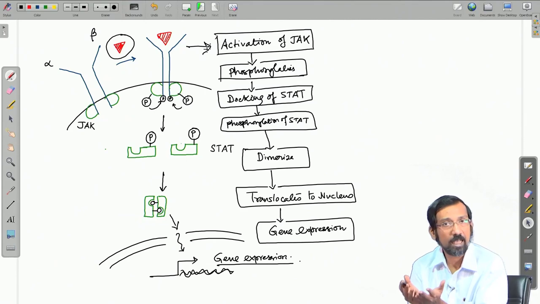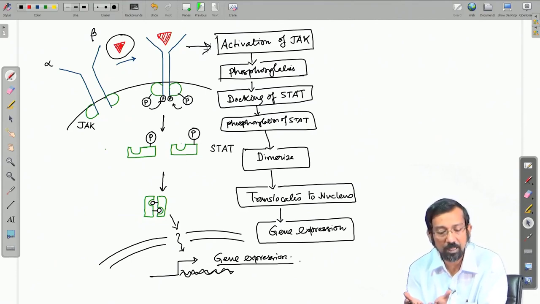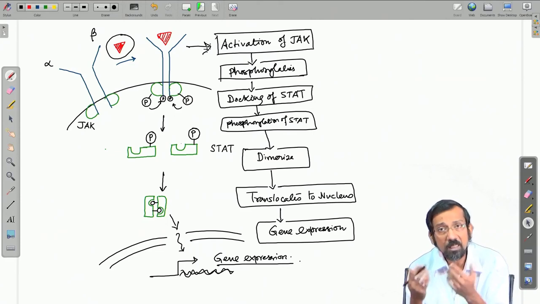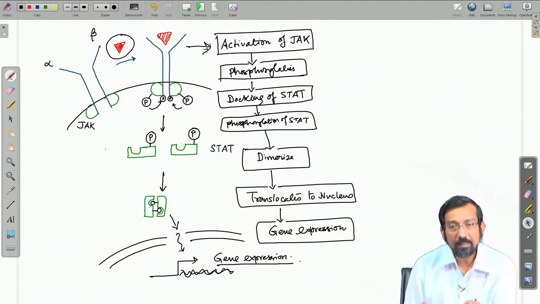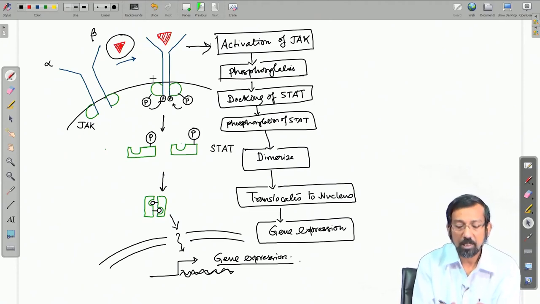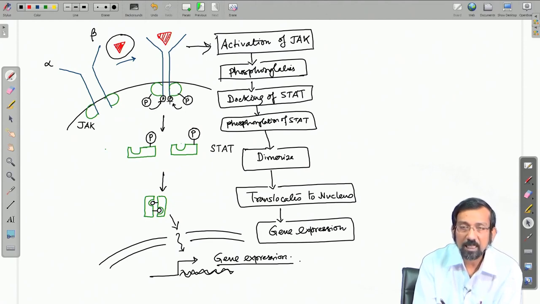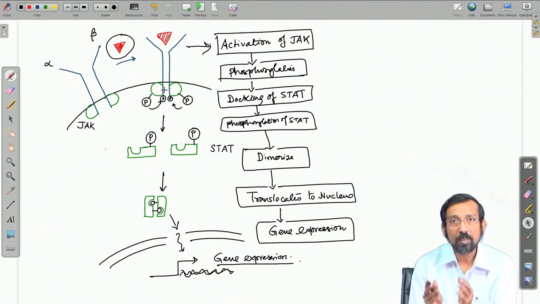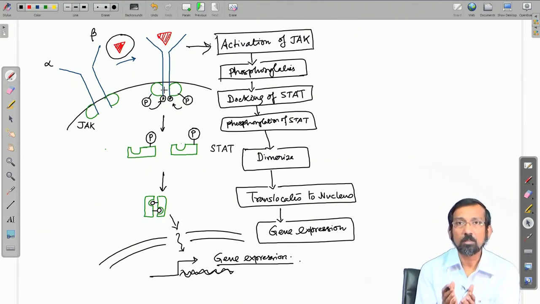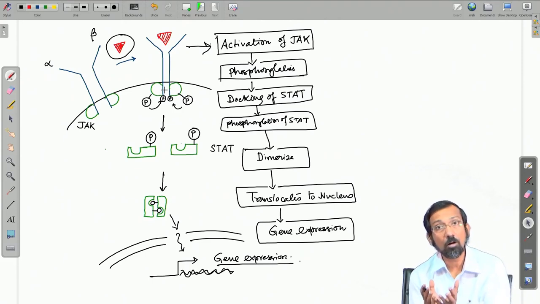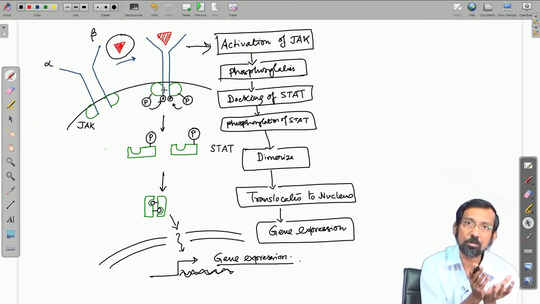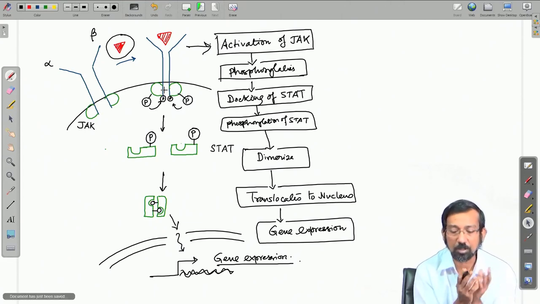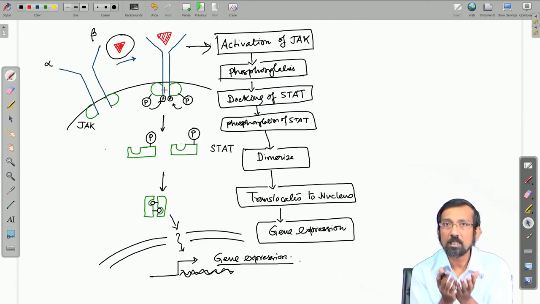When there is activation of JAK, as I told, JAK is a tyrosine kinase. So it immediately phosphorylates specific target tyrosine residues in the receptor subunits. Now, these phosphorylated tyrosine residues can offer a site for binding of the STAT, that is docking of the STAT. The STAT then comes to the receptor and docks on it. The docking of the STAT is required for phosphorylation of the STAT.